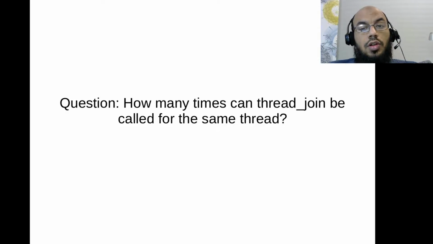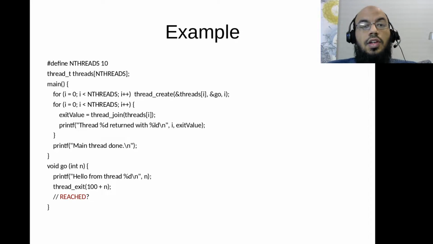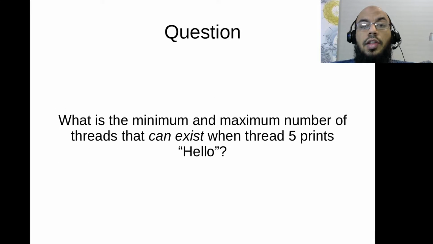So let's ask a question. How many times can thread join be called for the same thread? So how many times can you call thread join for the same thread? Let's give an example. I want you to actually take this example and run it. I had a suggestion before to make the slides available for you beforehand so that you can copy and paste from the slides. The slides are now available on Cambro, so you can just copy this example and try it and see what happens.